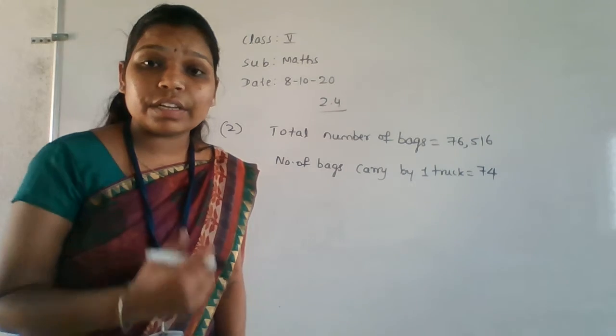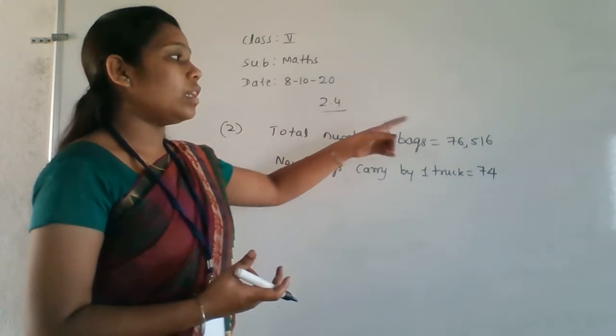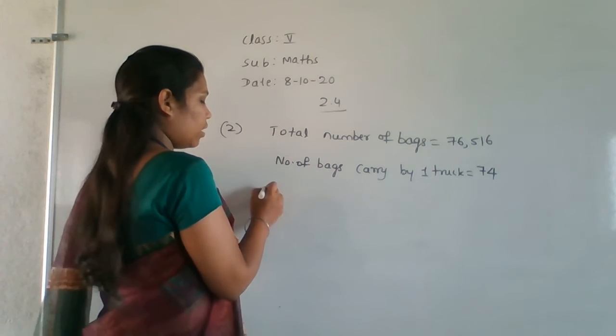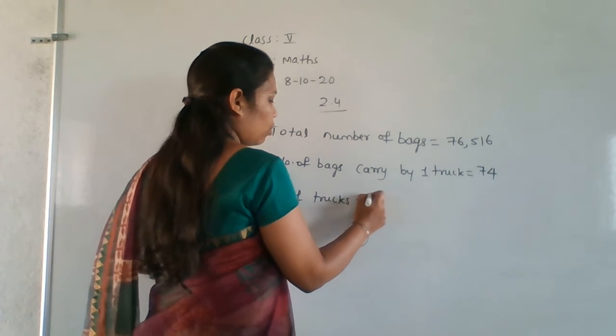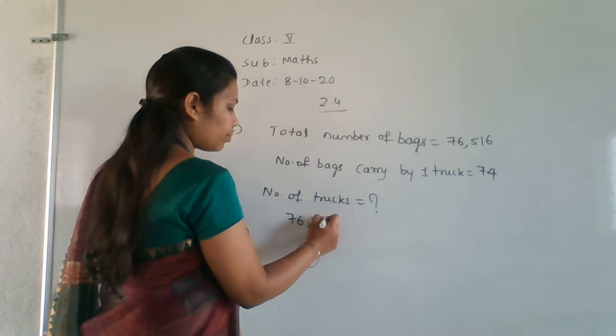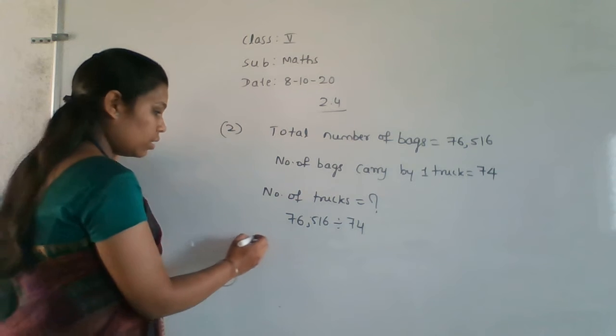Then how many trucks do we need? How many trucks do we need here to carry all the bags? Then we have to do the division. Okay, we want the number of trucks. Number of trucks is equal to question mark. For that we have to do the division. Divided by 74.